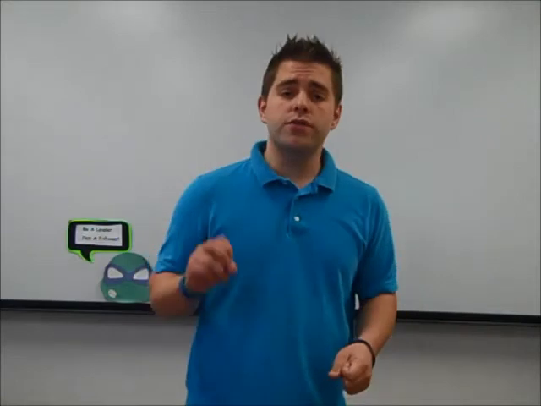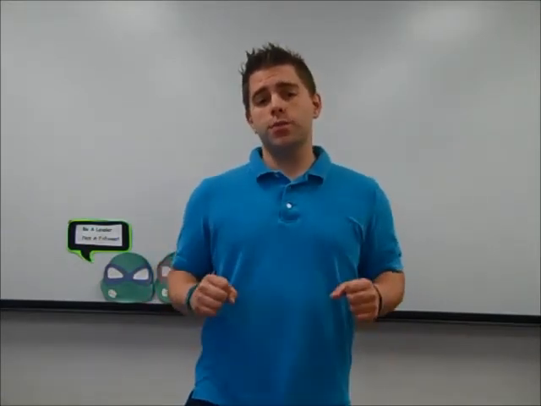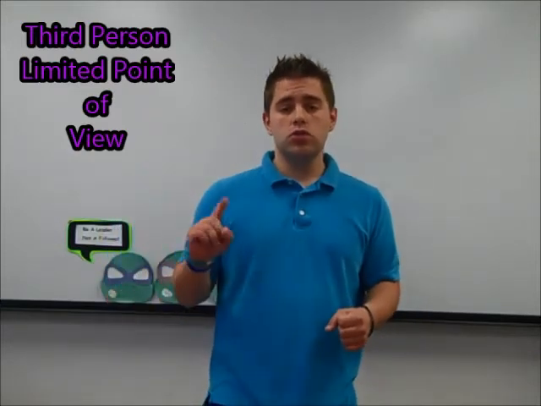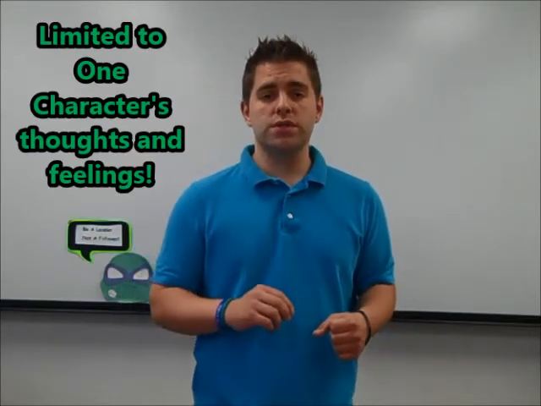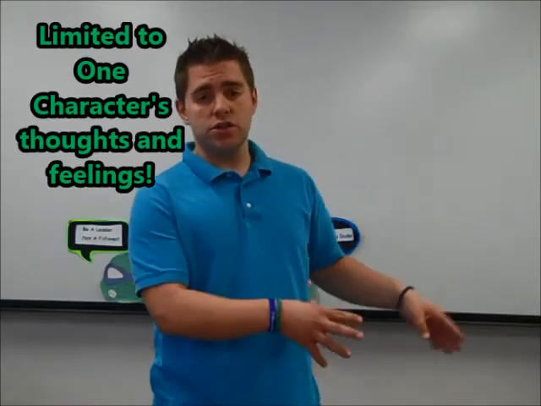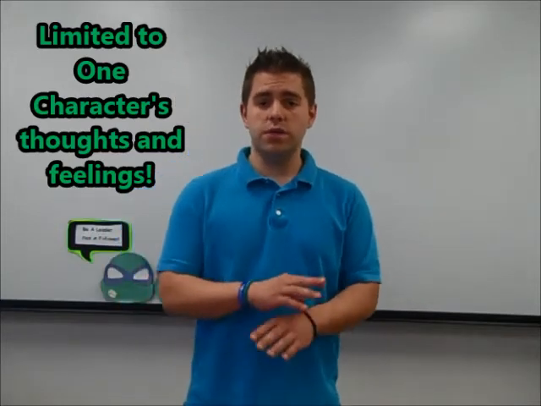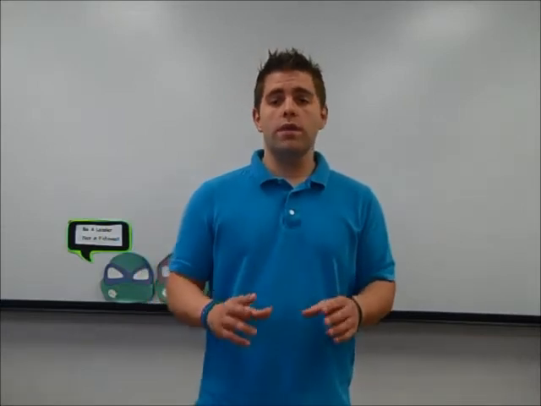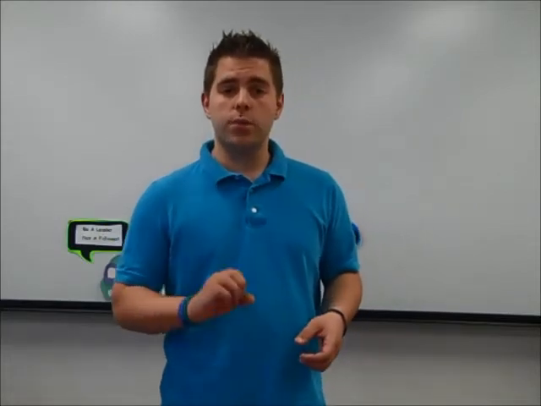Alright, so that means we only have two different types of point of view to go over. The next one is third person limited. The way I want you to think about this is that you are limited to one person's point of view, one person's thoughts, one person's feelings. The narrator is still outside of the story, like we said with all third person points of view. But because we're limited to one character, we only know that character's thoughts and feelings about the other characters and the world around them. Let's take a look at how this looks through an actual passage.